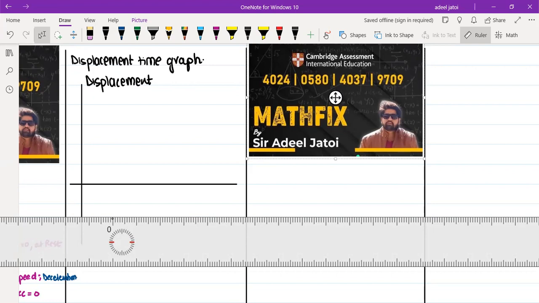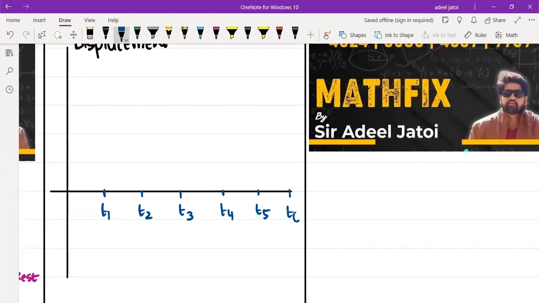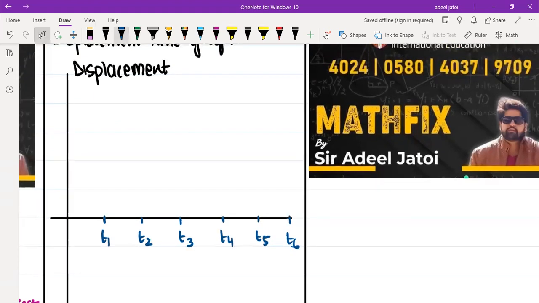Let's just work with the same T1, T2, T3, T4, T5, T6, right?